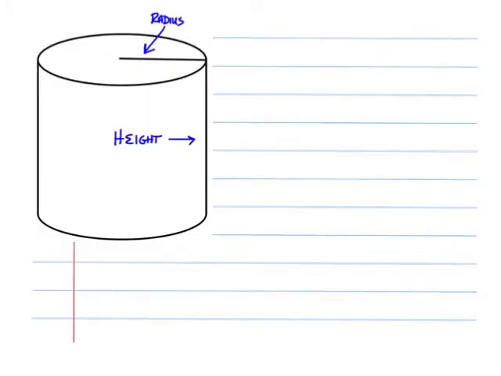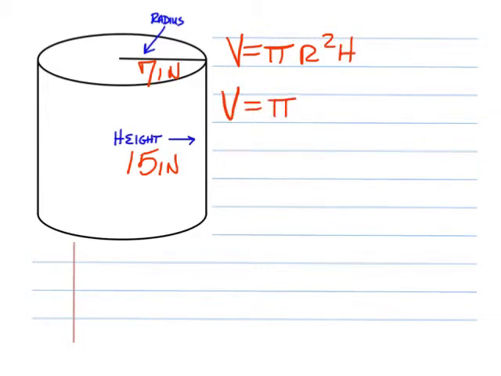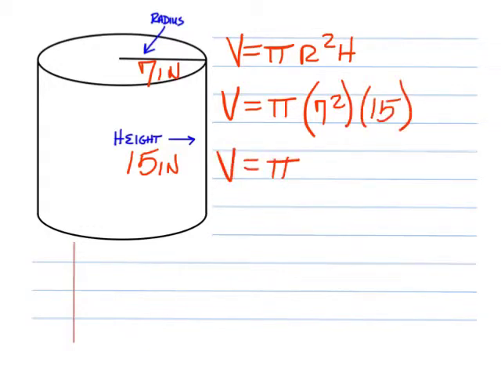Example number 2. The radius in this one is 7 inches and the height is 15 inches. To find the volume, we must use this formula. Fill in the information that you know. R is 7. H is 15. Simplify the 7 squared to get 49. And from there, you simply put it in the calculator. Pi times 49 times 15.